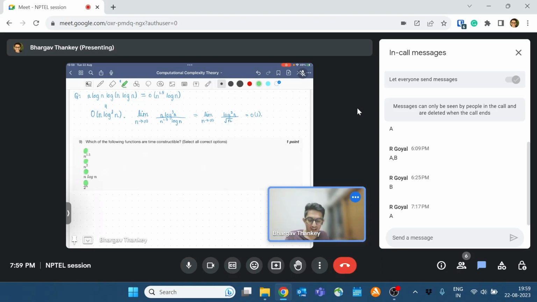So n square is time constructible, but showing that n to the 1.5, log n and 2 to the n are time constructible requires some effort. 2 to the n is still fine. n to the 1.5 takes too much time, because it's not clear how you would construct square roots and logs from a given string. So all four are correct. This one is easy to argue, but the rest are difficult, so let's not argue them.